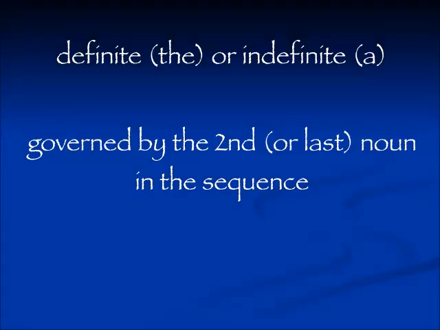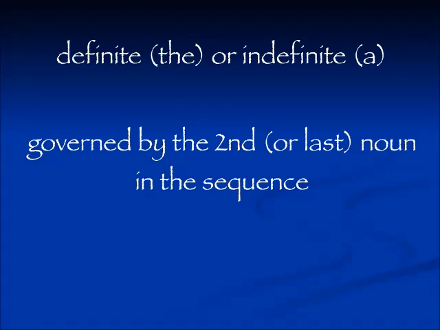One more aspect of smichut, of the construct, that we want to discuss is the difference between a definite phrase or an indefinite phrase. In English, we have a definite article, which is the. In Hebrew, that's represented by the he. In English, we have an indefinite article, a. In Hebrew, there is no indefinite article. So the whole phrase is governed by the second or the last noun in the sequence, and we're going to see some examples of this.